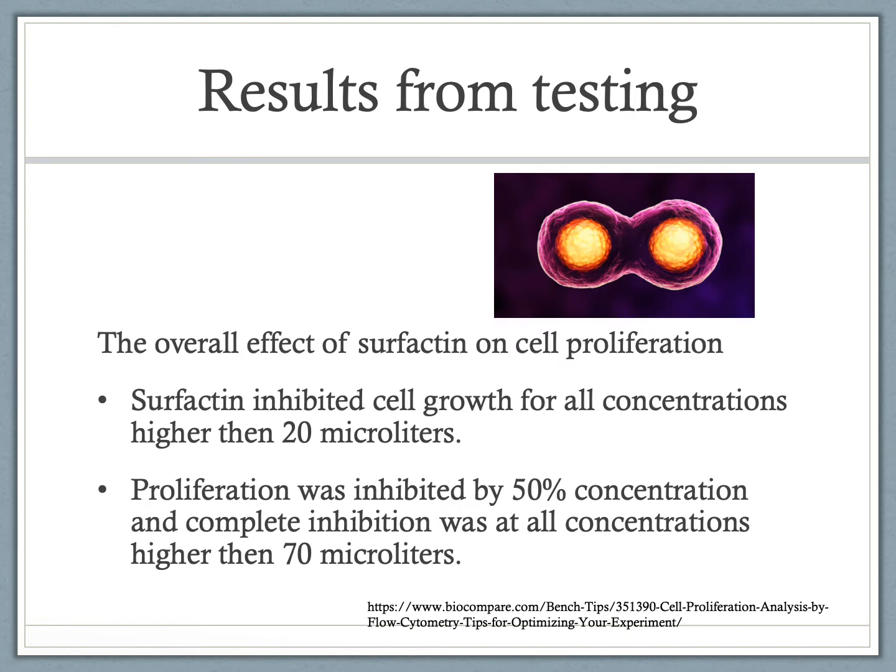Moving into the results, so the overall effect of surfactant on cell proliferation, they found that surfactant inhibited cell growth for all concentrations higher than 20 microliters of surfactant. And they found that proliferation was inhibited by 50% at some concentrations and completely inhibited at all concentrations that were higher than 70 microliters. So when observing whether the surfactant would have a stronger inhibition on cell infection or virus replication, it was found that surfactant has a strong effect on the virus particles alone before they have infected the cell. So this would be the free cell virus within the body, not inside one of our cells yet.